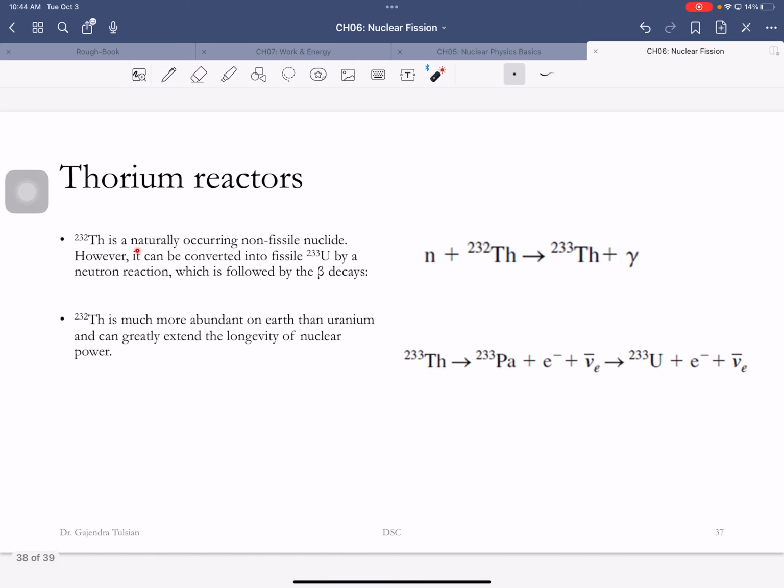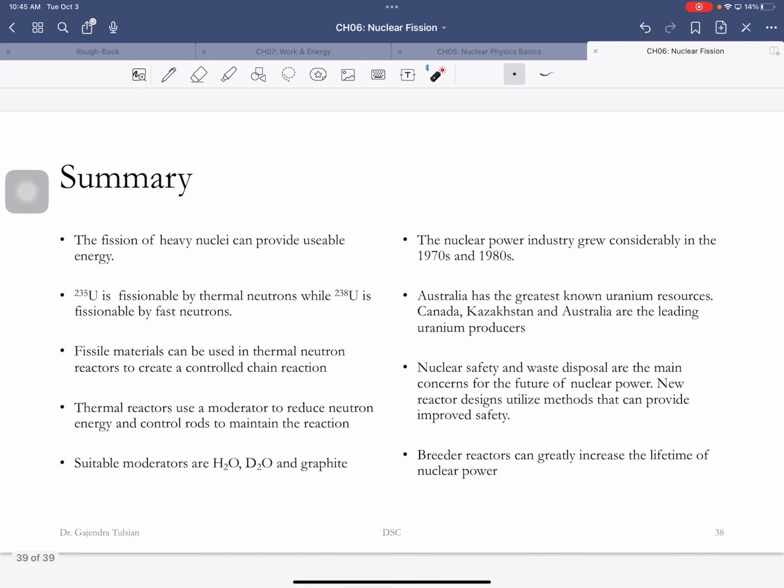Thorium reactors. Thorium is a naturally occurring non-fissile nuclide. However, it can be converted into fissile uranium-233 by a neutron reaction, which is followed by beta decay. So thorium reactors are called breeder reactors. These are not fissile, but you can convert them to fuel. And the reason is thorium is much more abundant on Earth than uranium and can greatly extend the longevity of nuclear power. So you won't run out of fuel.